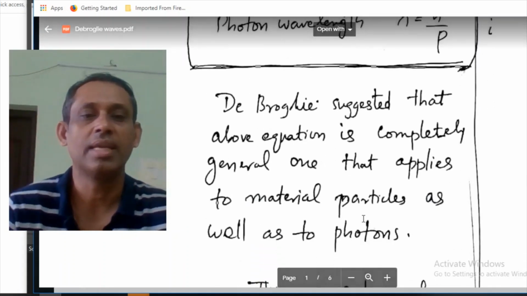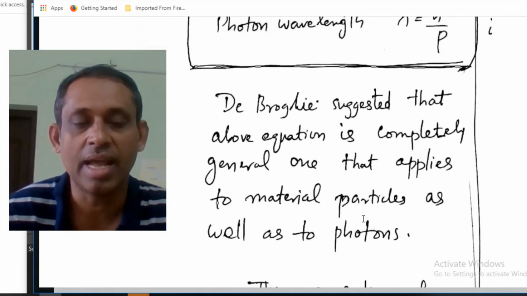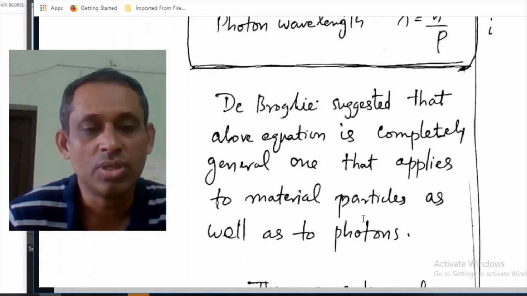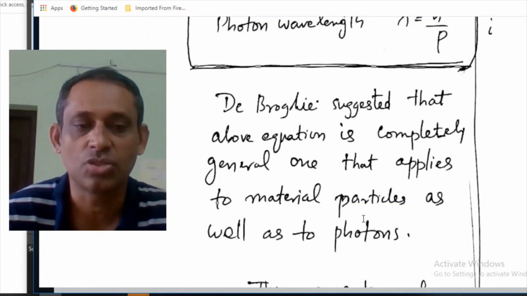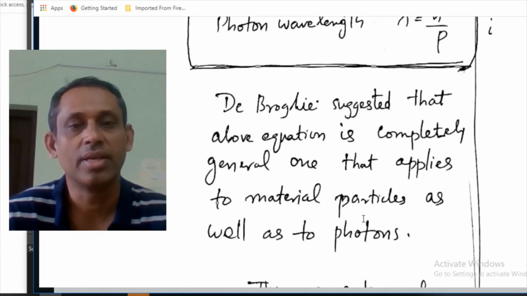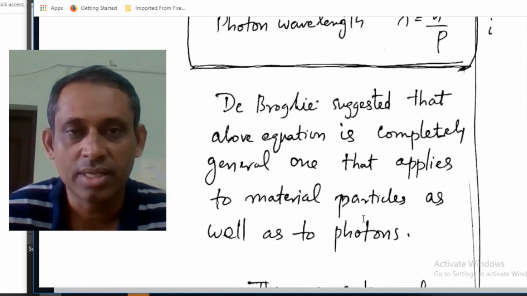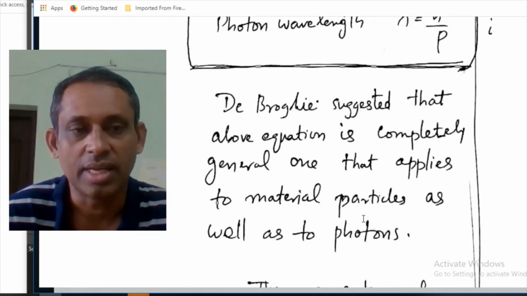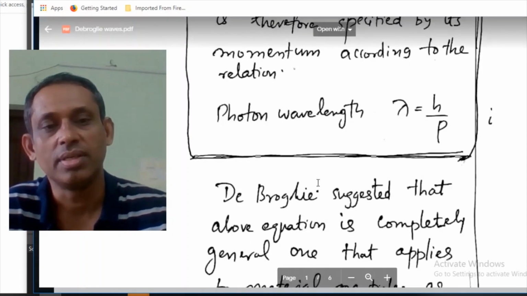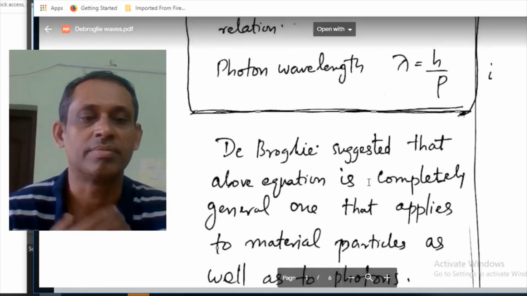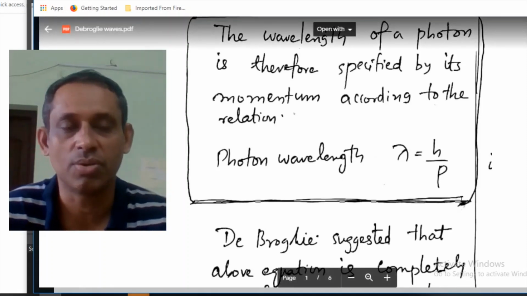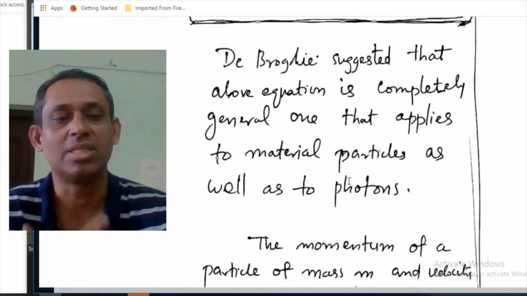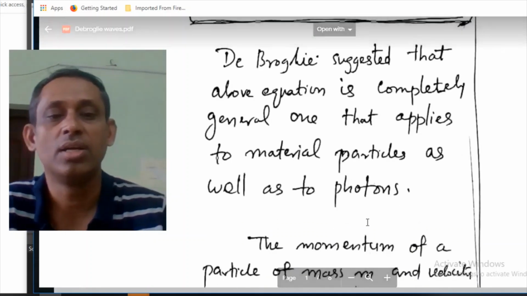Now de Broglie suggested that the above equation is completely a general one that applies to material particles as well as to the photons. So without any experimental support, he just suggested that the above equation is completely general. Lambda equal to h by p is a general equation that applies to material particles as well as to the photons.